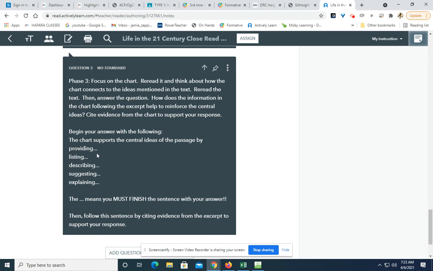You don't start your evidence yet. Finish that sentence off. What does the chart, in fact, provide, list, describe, suggest, or explain for the central ideas to help explain or support the central idea? Finish that sentence off. Once you do that, I want you to follow that with your cited text evidence, but make sure you're citing the evidence from the chart.